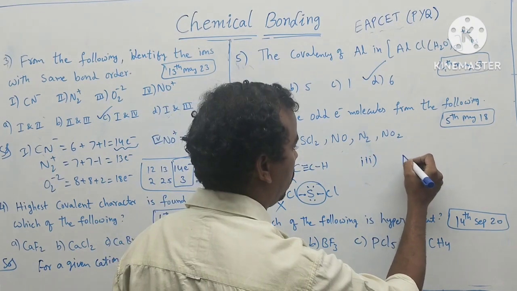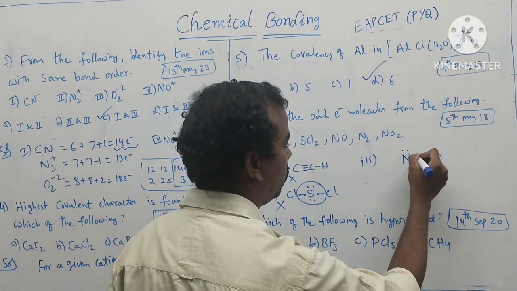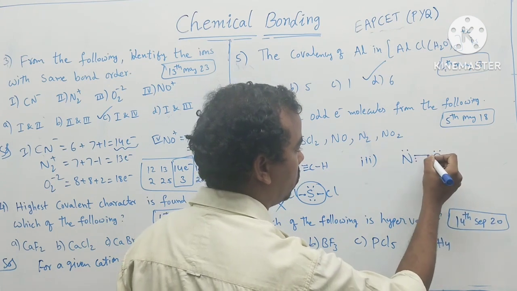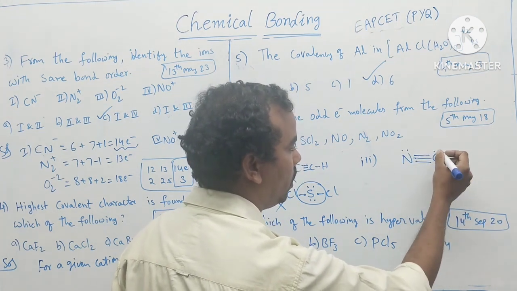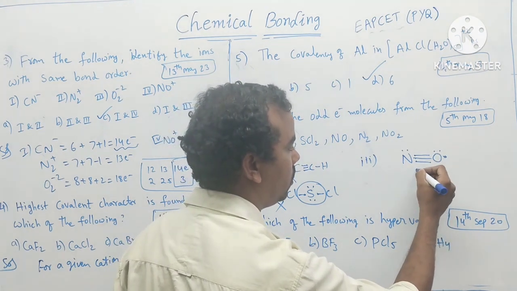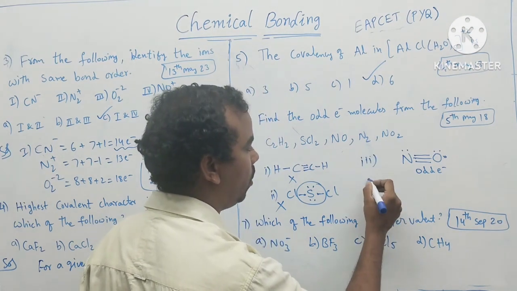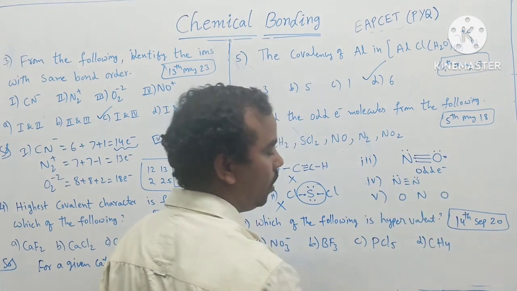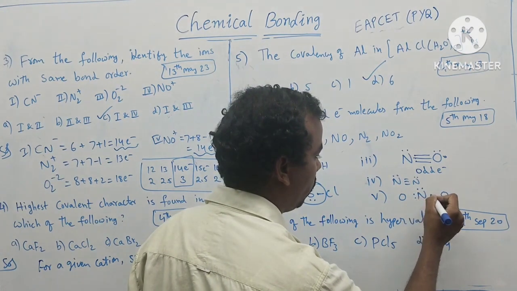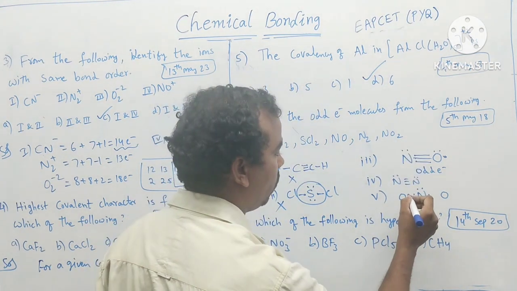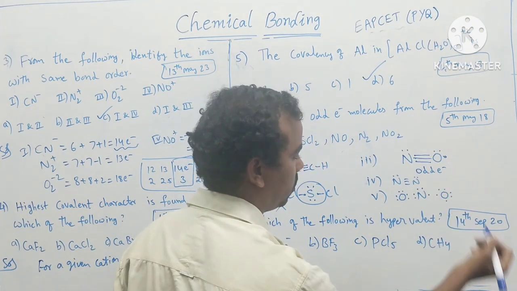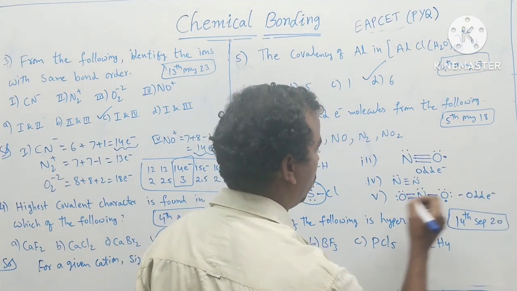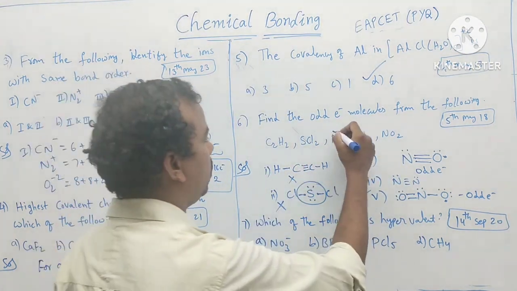Next, the third one: nitrogen and oxygen, NO. Nitrogen has 5 valence electrons. Oxygen has 6. Nitrogen satisfies 8 electrons, but oxygen does not, so 1 electron is in excess. That means it is an odd electron molecule. The fourth one, N triple bond N, satisfies the octet rule. Fifth, NO2: nitrogen has 5 valence electrons, each oxygen has 6. One single bond, one double bond, and an extra 1 electron, so it is also an odd electron molecule. So the odd electron molecules are NO and NO2.